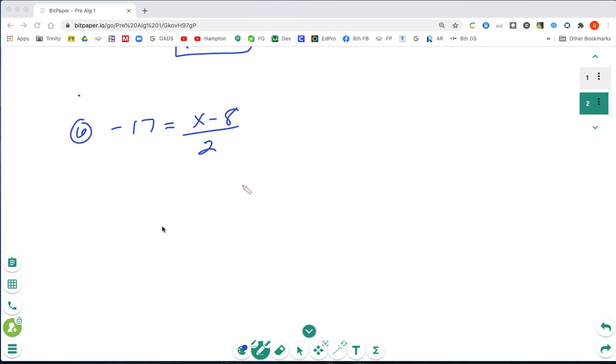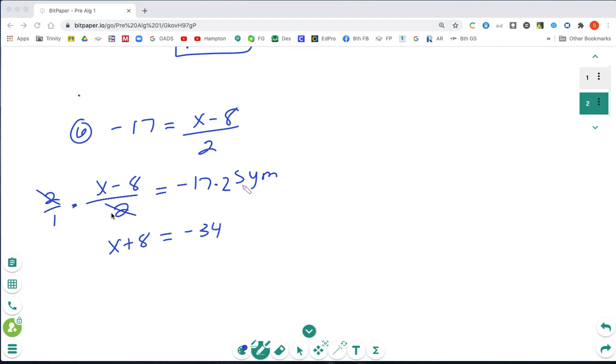Is the variable on the left? It's not. So we're going to use symmetrical. X minus 8 divided by 2 is equal to negative 17. Symmetrical. What math operation is the 2 doing? The 2 is dividing. What's the opposite of dividing by 2? We're going to multiply by 2 over 1 because this is a fraction, and multiply by 2 on the other side, brother-sister rule. The 2's cancel out. X minus 8 is equal to negative 34.